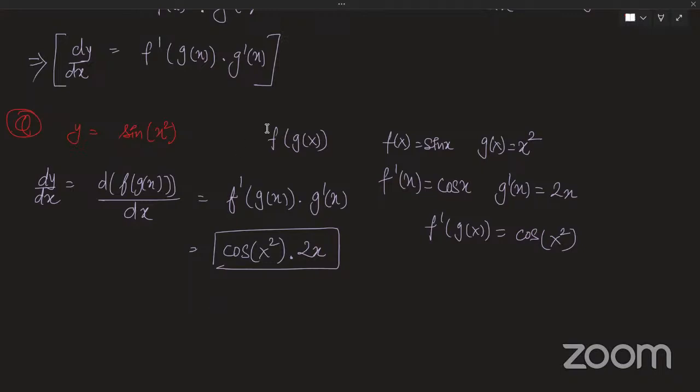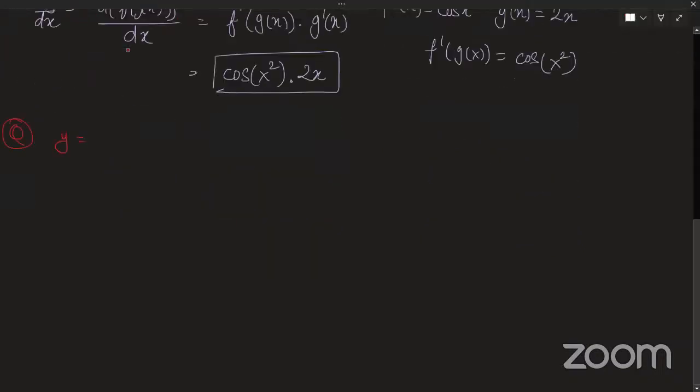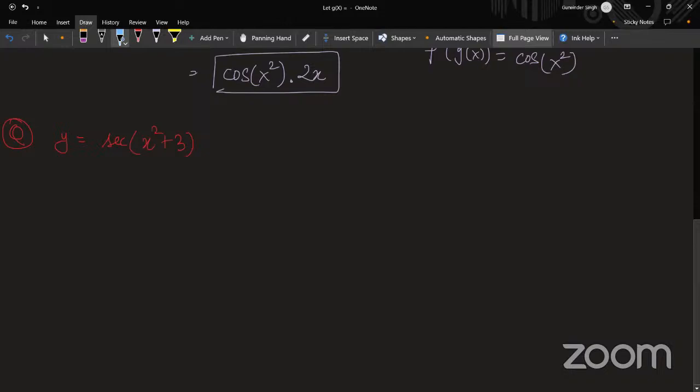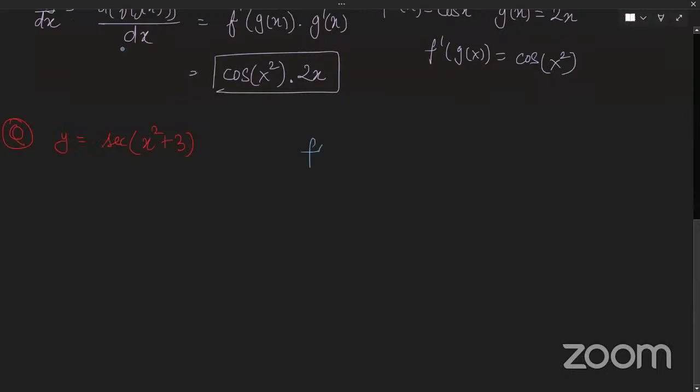Okay, great work. So like this, you can do about any function. Let us give it a try to this one. You have got y is equal to, let us take, secant of x square plus 3. So if you write it as f of g of x, can you tell me what will be your f of x and g of x? Secant x, sir. Great. And what about g of x? x square plus 3.